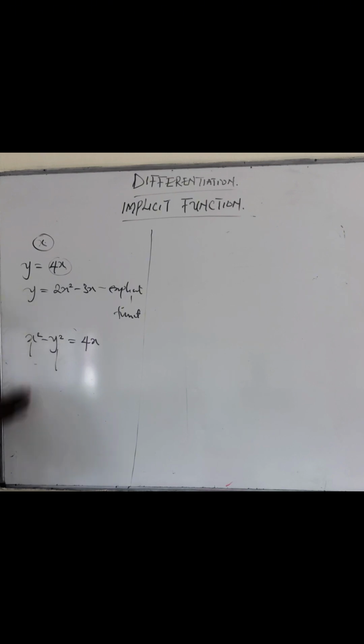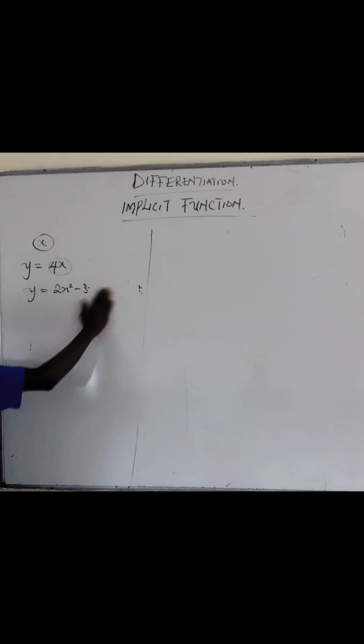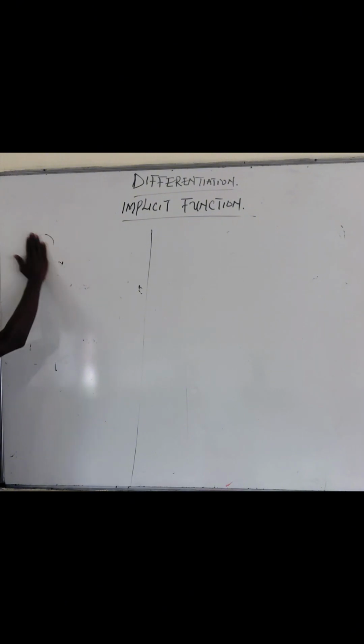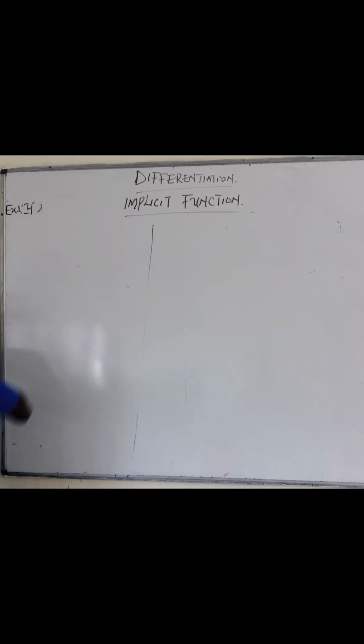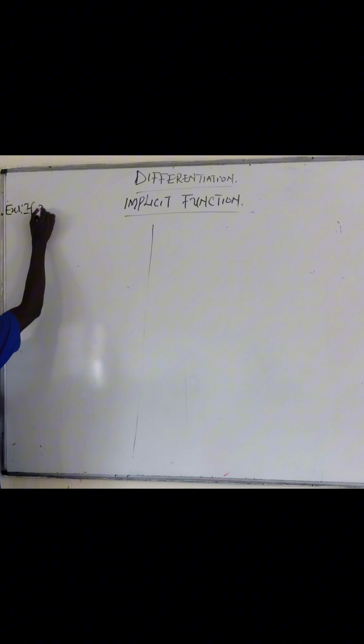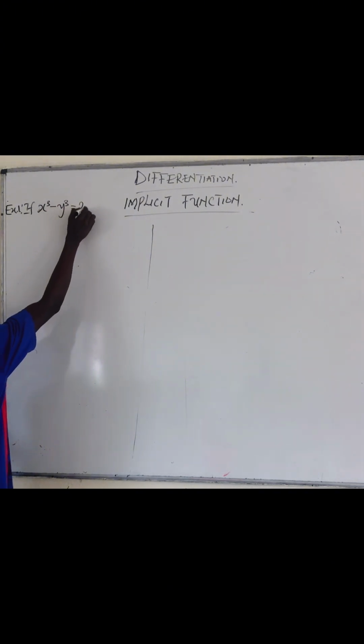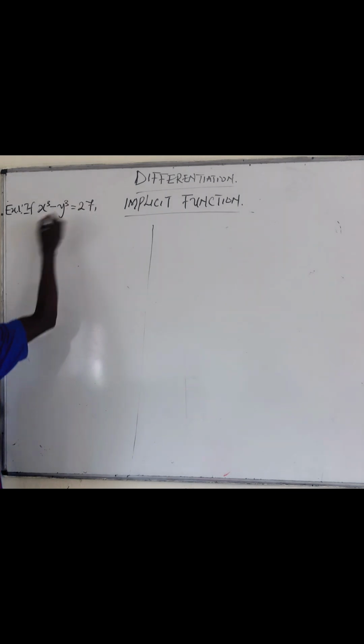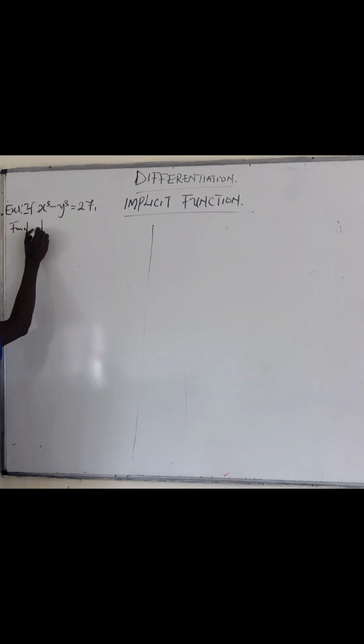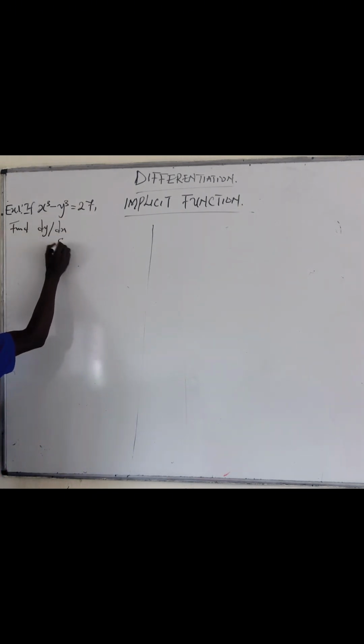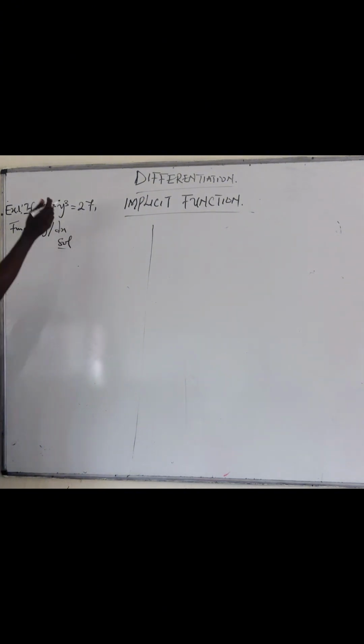Let's look at example 1. If you have something like this, if x cube minus y cube is equal to 27, find dy dx. Now, see this question, you know that is a what? Implicit function. So you differentiate both sides.